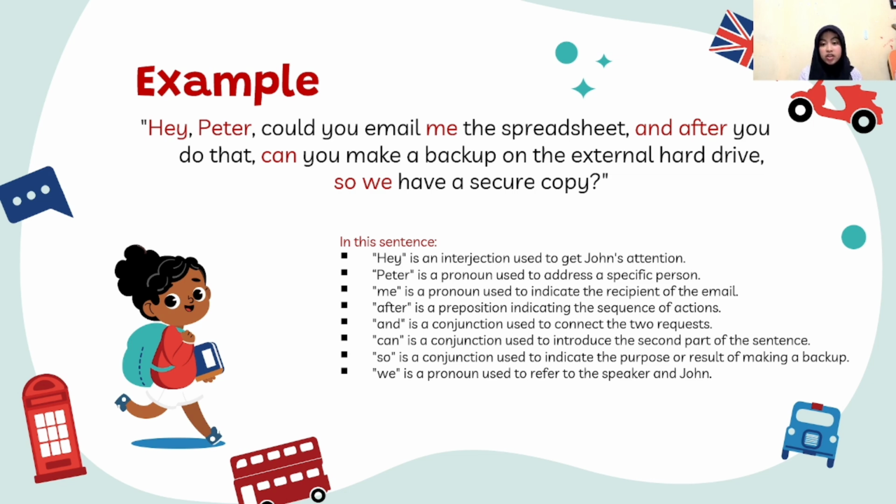In this sentence, hey is an interjection used to get Peter's attention. Peter is a pronoun used to address a specific person. Me is a pronoun used to indicate the recipient of the email. After is a preposition indicating the sequence of actions. And is a conjunction used to connect the two requests. Can is used to introduce the second part of the sentence. So is a conjunction used to indicate the purpose or result of making a backup. And we is a pronoun used to refer to the speaker and Peter.